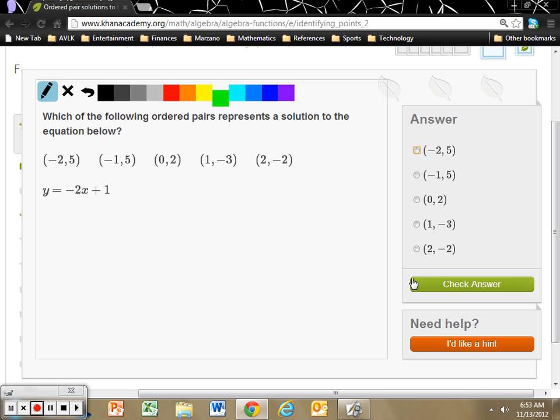Let's take a look at the next one here. Another thing, which of the following ordered pairs represents a solution to the equation below? Notice they've changed the equation now. Before it was 3x plus 1, now it is y is equal to -2 times x plus 1. Alright, so I'll substitute some values in here.